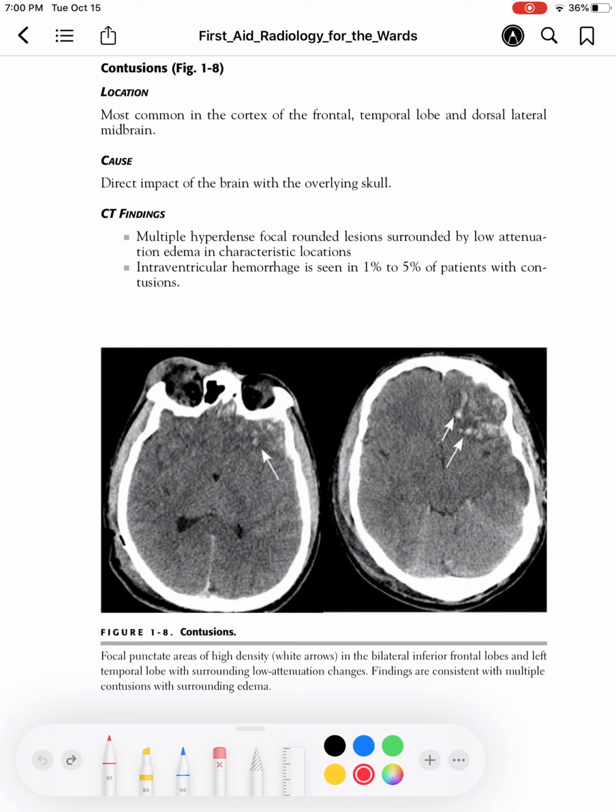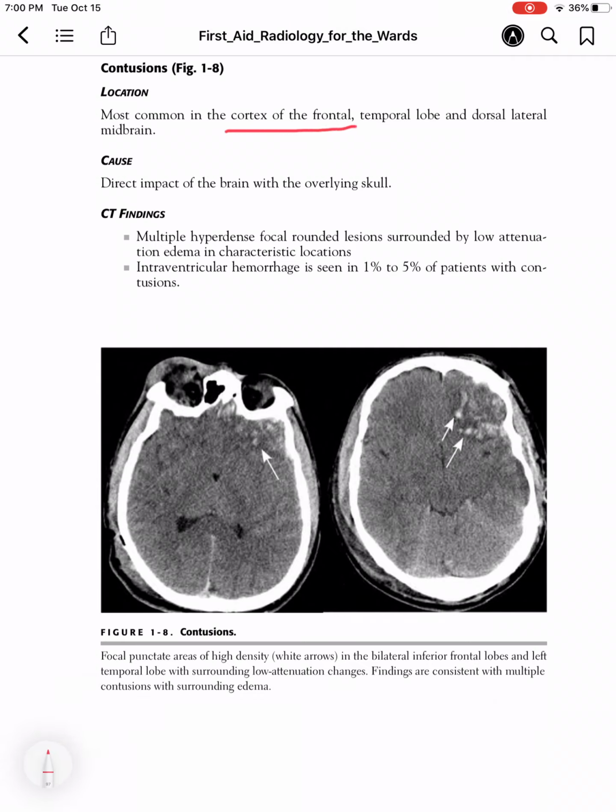Today we're going to talk about contusions. So let's get started. Where are the contusions usually located? They're usually located in the cortex of the frontal lobe. This is the first thing. Or the cortex of the temporal lobe. Or the dorsal lateral midbrain. So these are the three most common places. But why these places in particular?